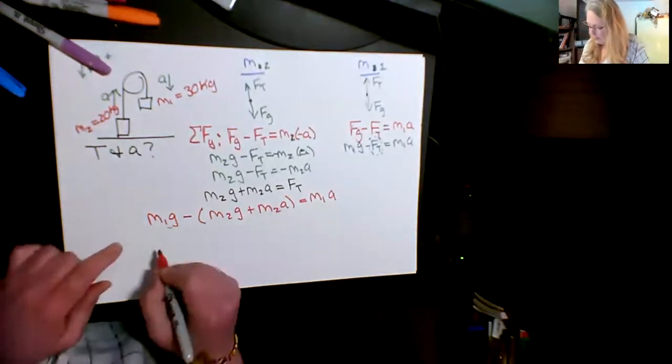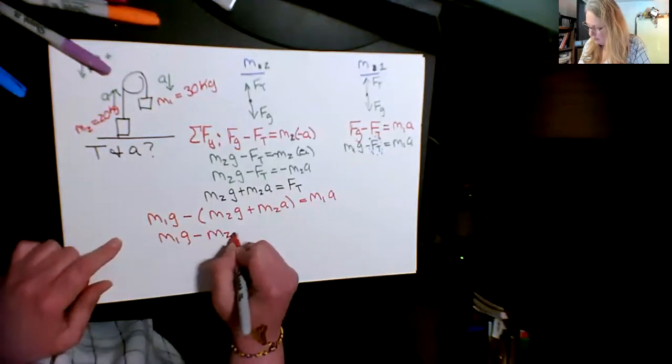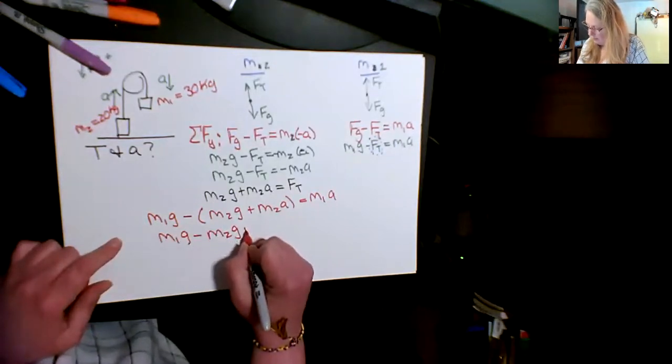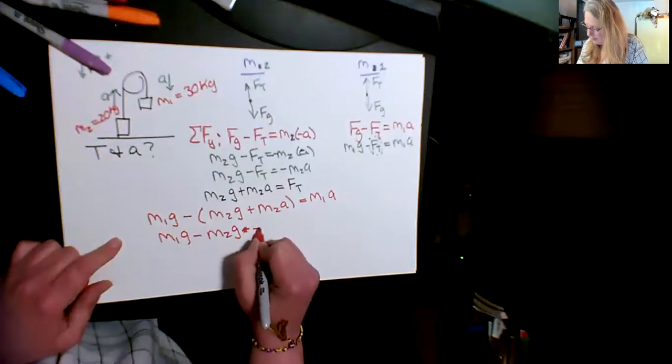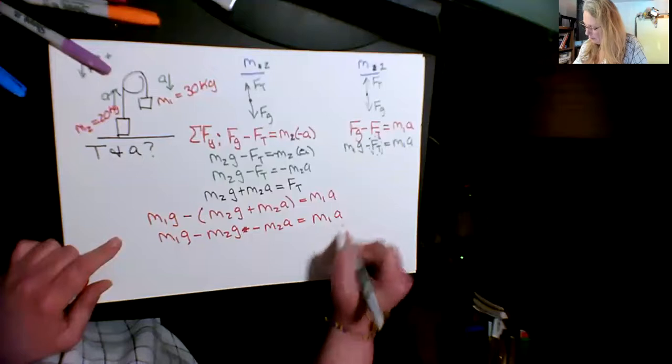Let's distribute that negative sign. Mass 1 times gravity minus mass 2 times gravity minus mass 2 times acceleration equals mass 1 acceleration.